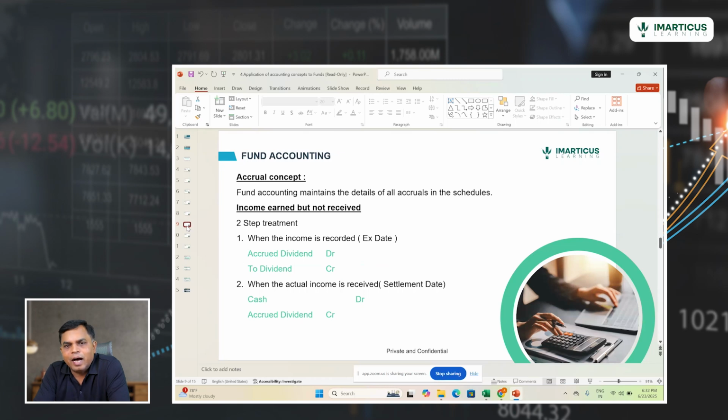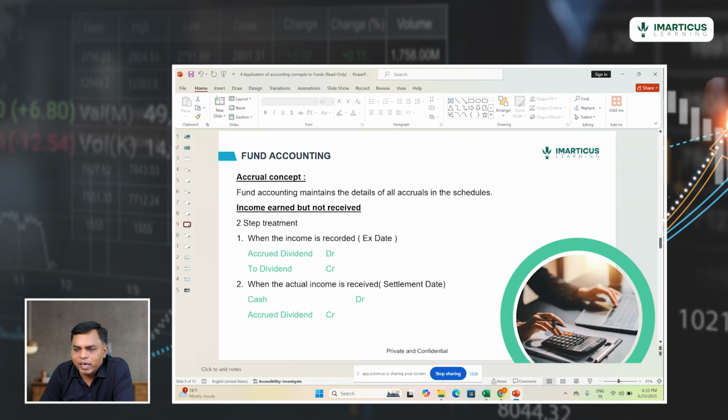Now let's see another example where we apply the accrual concept which we have learned. Let's say a fund has earned an income. Let's say they have invested in equities and they have earned the income. Income means the company where they have invested has declared the dividend, but the dividend is not paid. So what is the entry here? Here the accounting concept is income is earned but not received.